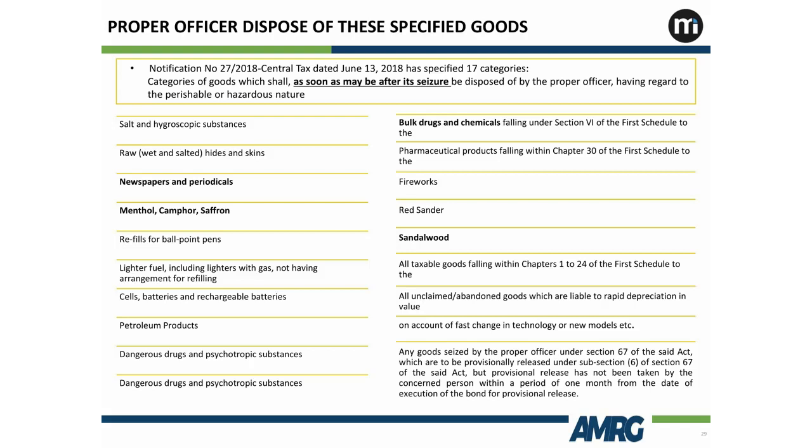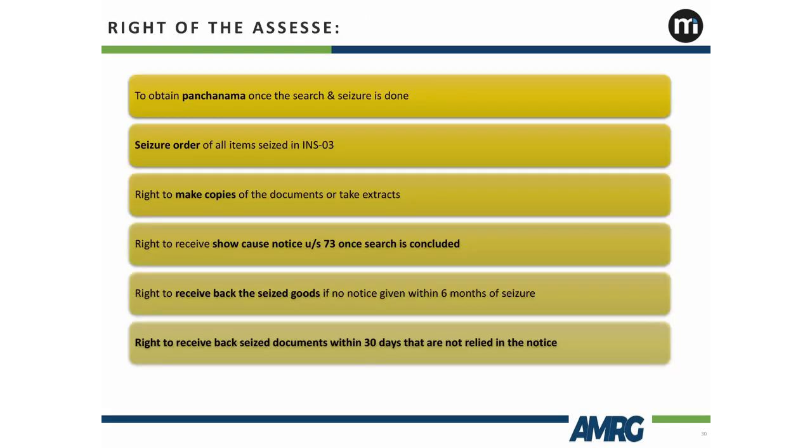Specified goods, the moment they are seized, उनको बेच दिया जाएगा। न्यूज़पेपर्स, मेंथॉल, कैम्फर, सैफरन, सैंडलवुड, बल्क ड्रग्स, पेट्रोलियम प्रोडक्ट्स, all these 15-20 items are there. Rights of the searchee, if as a taxpayer आपका होता है तो क्या क्या राइट्स हैं?